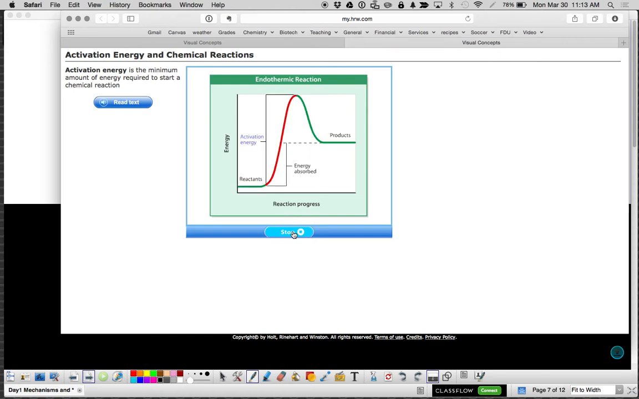Endothermic reactions require a great deal more activation energy. Although they also release energy, it is not sufficient to sustain the reaction without continuing to add activation energy.